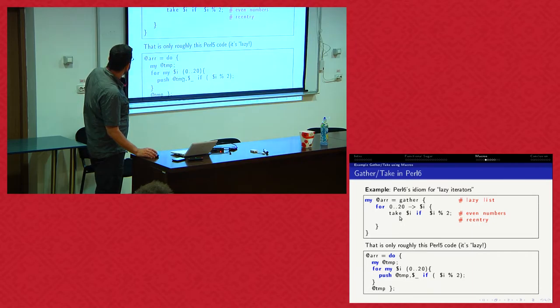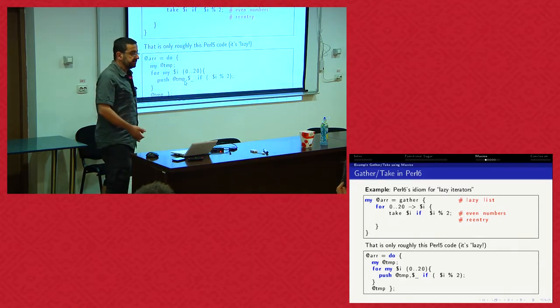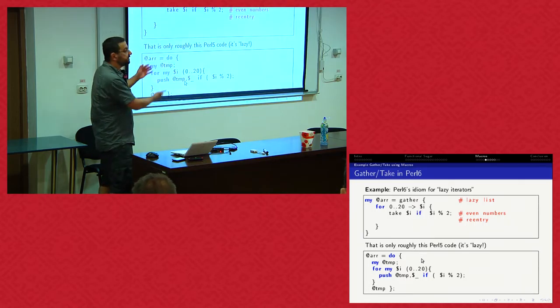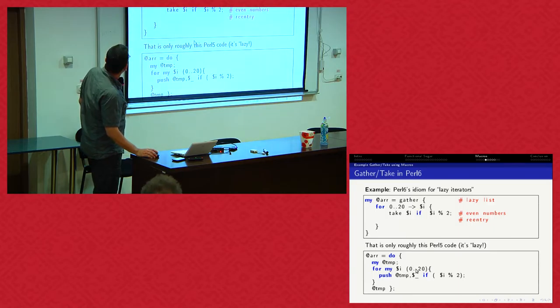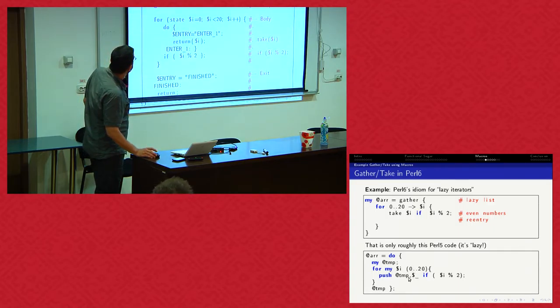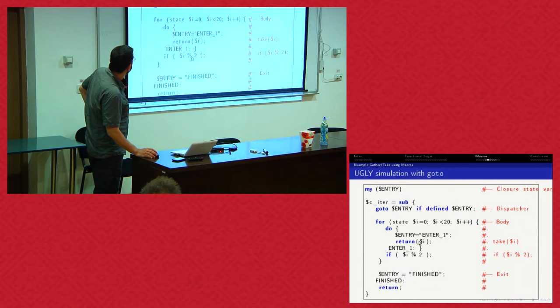This is the for loop which pushes into an array, but this is not lazy because I can't continue. If I want to have the 21st and 22nd result, I have to start anew because the state isn't stored. But we could solve it with an ugly simulation with GoTo. I'm doing the check if $i is even, and there I store the re-entry point in a variable. Entry one, I do the return from the subroutine.